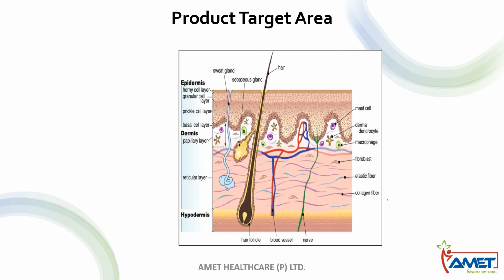Now we'll move further and see which target area the product should be targeted to. We have three types of products, or we may say three categories of products: skin lightening products, anti-aging products, as well as anti-hair fall products. So we will see in which area of the skin each particular product works.